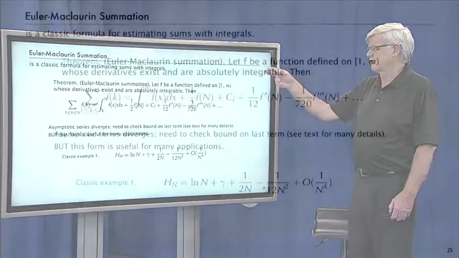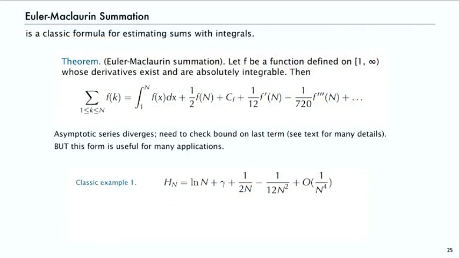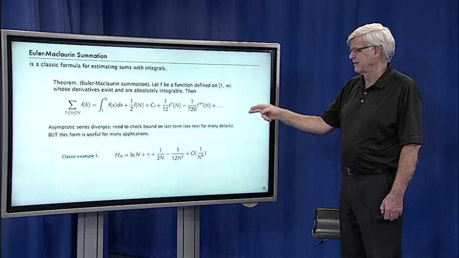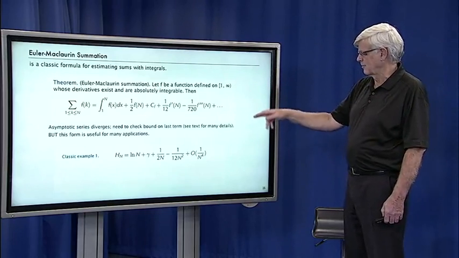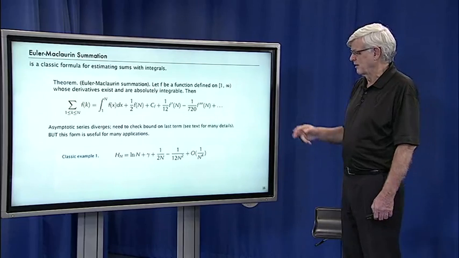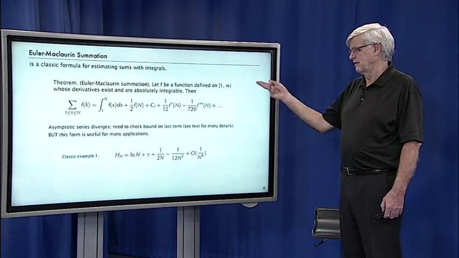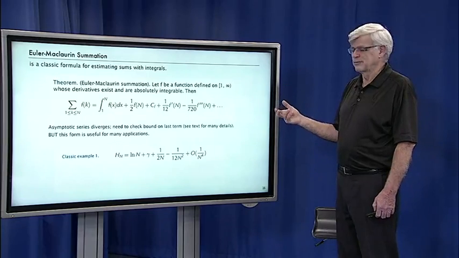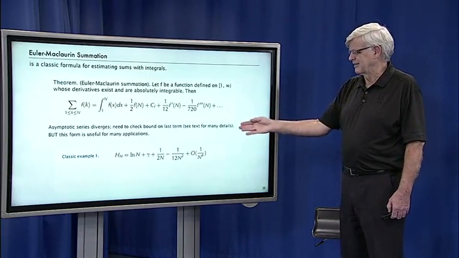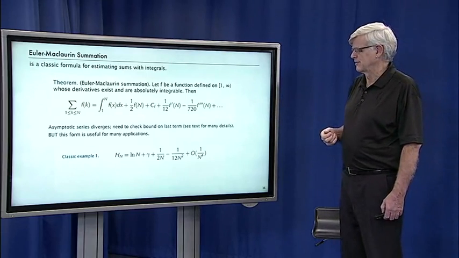So, classic example, f of k equals 1 over k. Integral of f of x dx from 1 to n is log n, and then f of n is 1 over n, so that's a 1 over 2n. The constant is gamma. The derivative is 1 over n squared, so that's that. And then for the next term, the third derivative is 1 over n to the fourth. So that gives us the harmonic numbers from Euler-Maclaurin summation to within O of 1 over n to the fourth. So for n equals 1,000,000, you're not going to see a deviation from that for 24 decimal places.